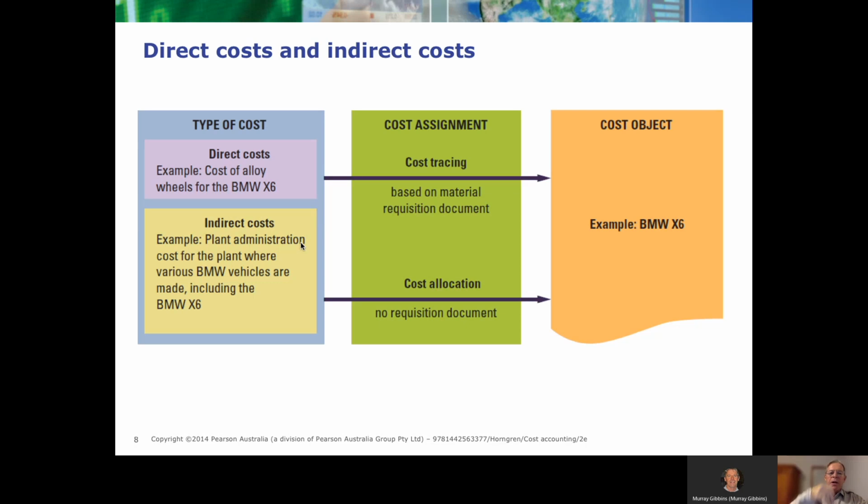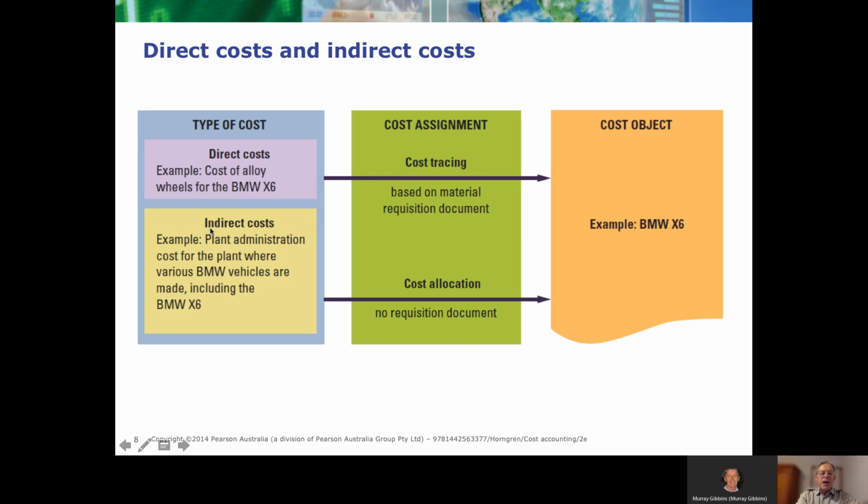So how does it work in practice? We've got, for example, a direct cost of the cost of alloy wheels for this particular product, BMW. So it's pretty easy to track that, as a material requisition comes from the production facility to the raw material warehouse saying, hey, we need 15 alloy wheels. So we can track that and record the entry for that direct material.